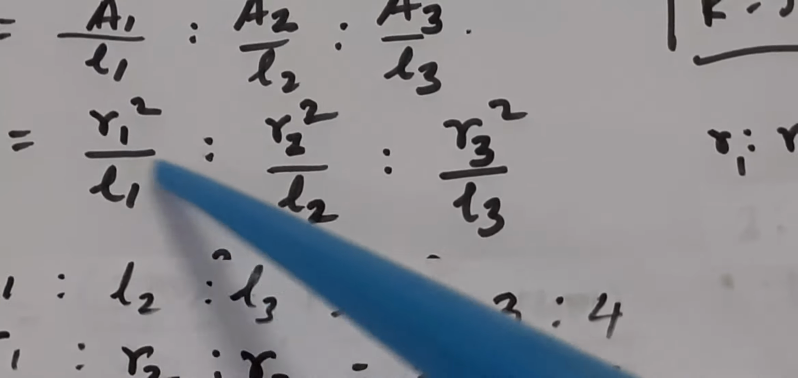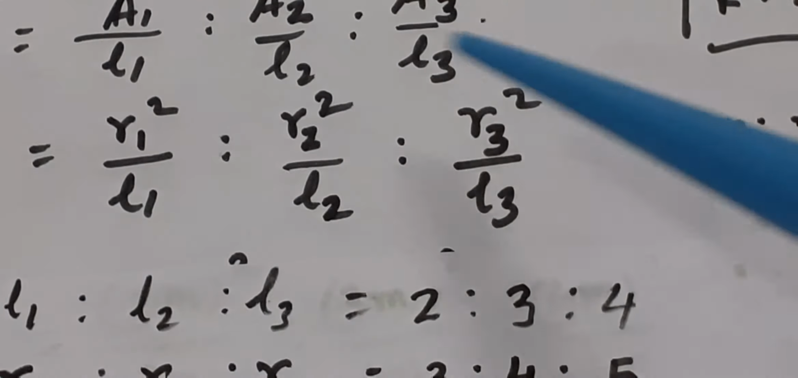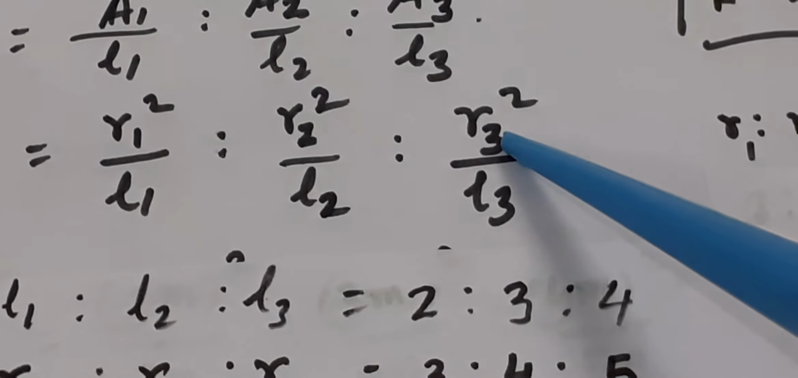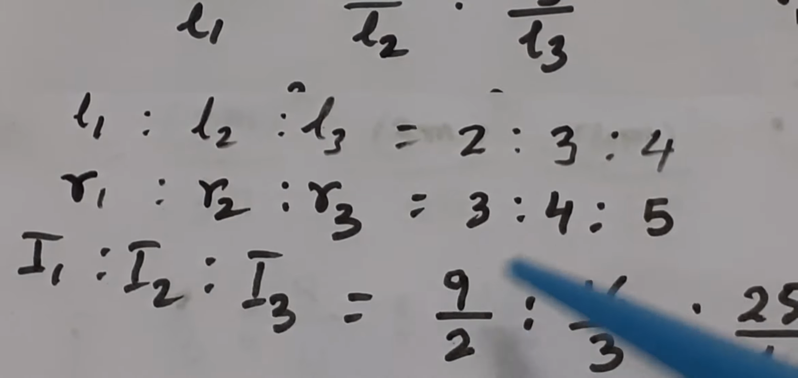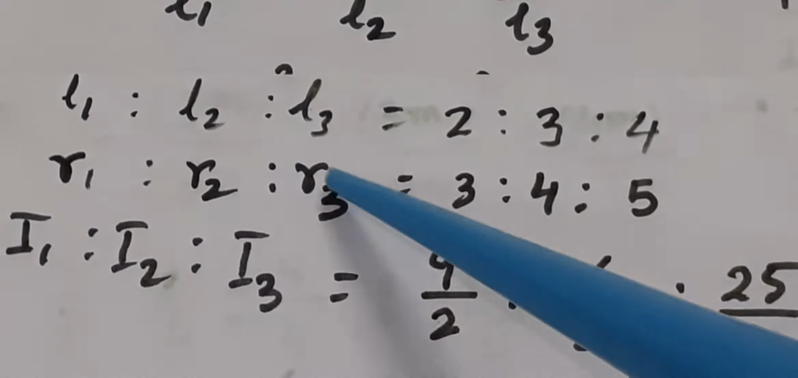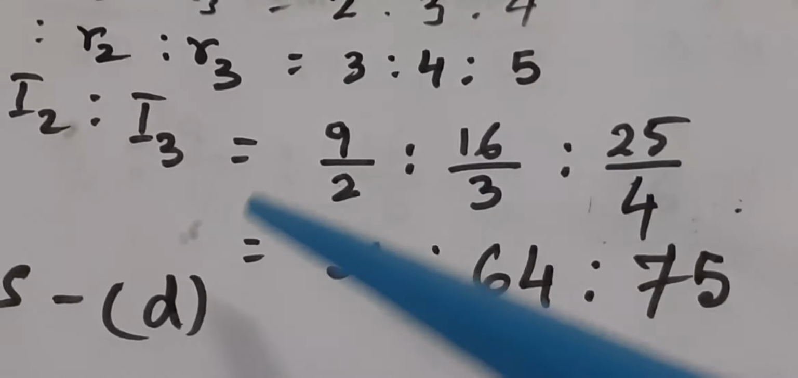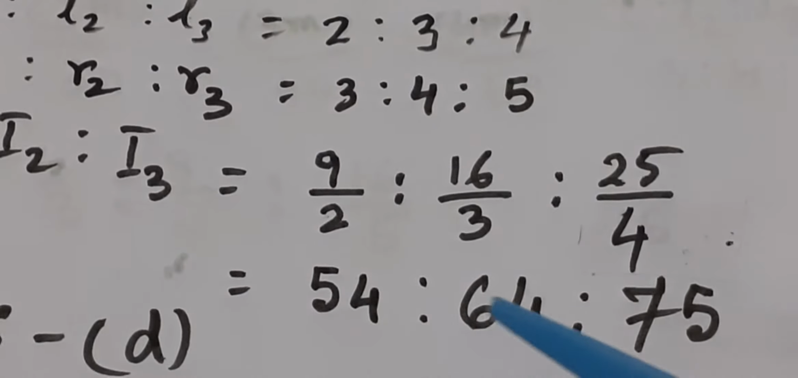We can jump to this expression. R1 square by L1 is to R2 square by L2. You keep this one in your mind. That will help you. So many things you need not do. You just take this one, put in the data, get the answer and mark it immediately. Now R1, R2, R3 is given. Now squaring, you put it in the numerator: 3 square, 4 square, 5 square, then divided by 2, 3, 4, and then automatically you will get the simplified form. Take LCM, multiply it, and 54 is to 64 is to 75. That will be the answer. D will be the answer.